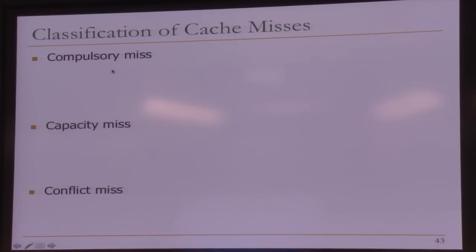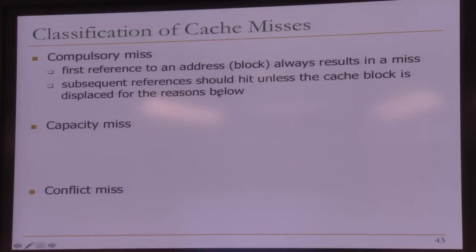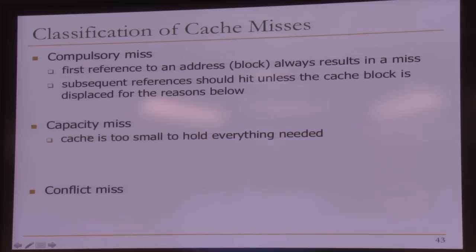But compulsory miss is the first reference to an address or a block. And this always results in a miss, right, if it's not in your cache. This is also called a cold miss. Subsequent references should hit unless the cache block is displaced for the reasons that are below. You don't have enough capacity or somebody conflicted with it. Right? So a capacity miss: the cache is too small to hold everything needed, basically.